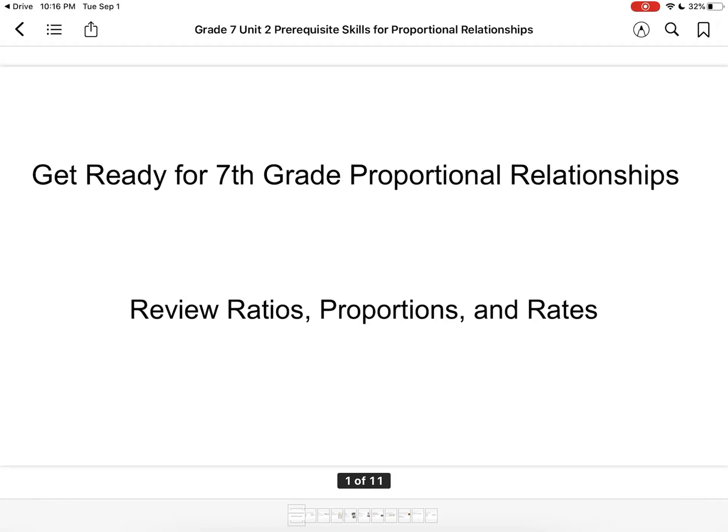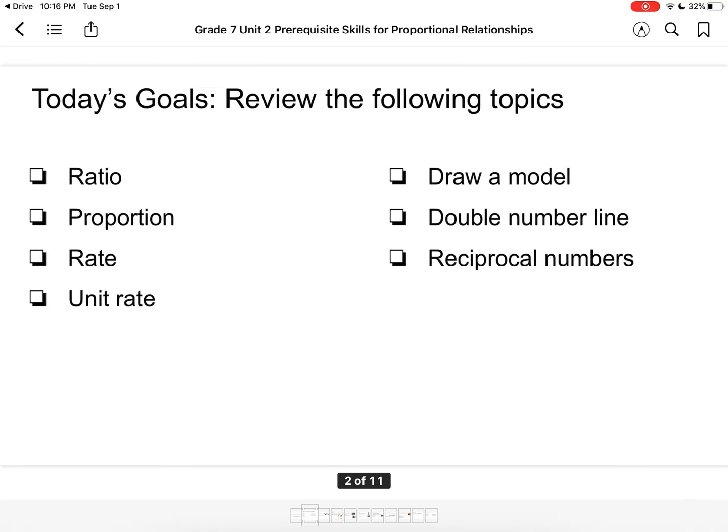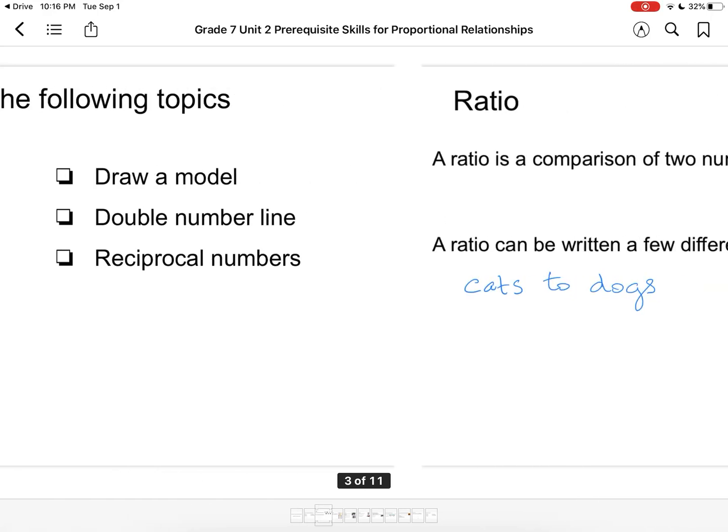Welcome to this lesson. Today we're going to do some review to get ready for a 7th grade unit on proportional relationships. Today you will review ratios, proportions, rates and unit rates, and you will review how to draw a model or a double number line to represent ratios and how to calculate reciprocal numbers.